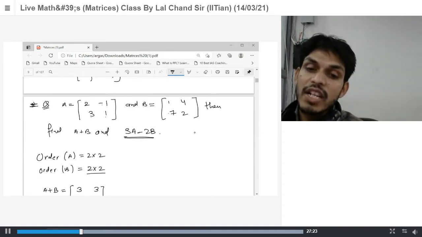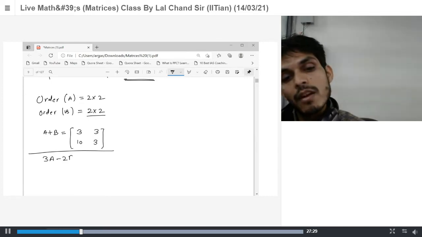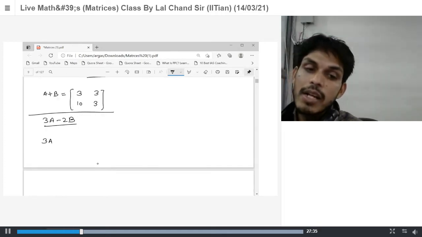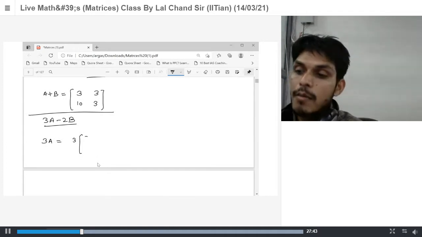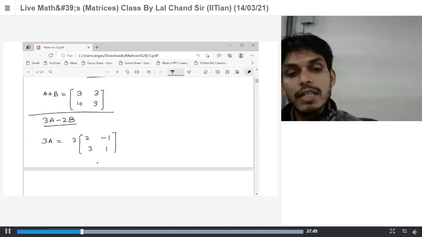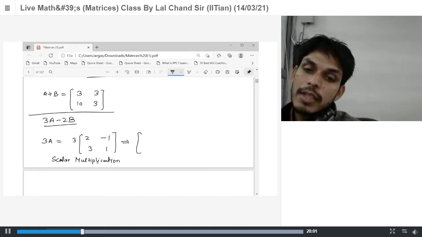Now we need to find 3A minus 2B. First, we need to find the value of 3A. 3A is basically scalar multiplication of a matrix by a factor of 3. So this is defined as 3 into matrix A, that is 2 minus 1, 3 1. If I multiply with this scalar number, this is known as scalar multiplication. So I have 6 minus 3, 9 and 3.